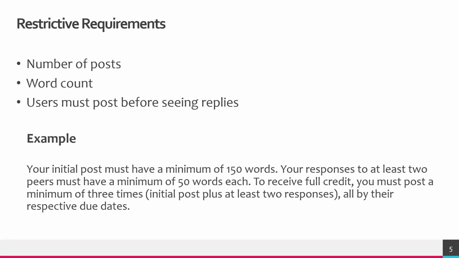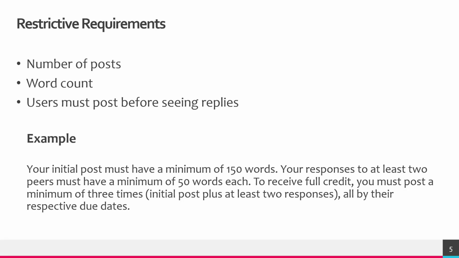Another challenge we see is very restrictive requirements for the posts. So often we have a guideline for how many posts the students have to make, the word count for each of their posts. And sometimes in Canvas, we have that option where users must post before seeing replies. I will say sometimes that is useful, but sometimes, especially with the prompts that are more like an assignment, instructors use that feature so that students can't see each other's answers because they're all going to have the same answer.